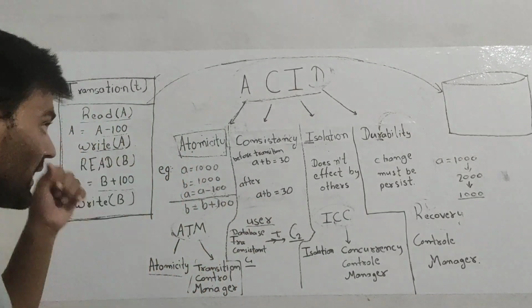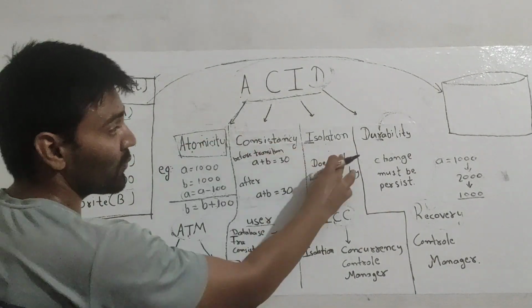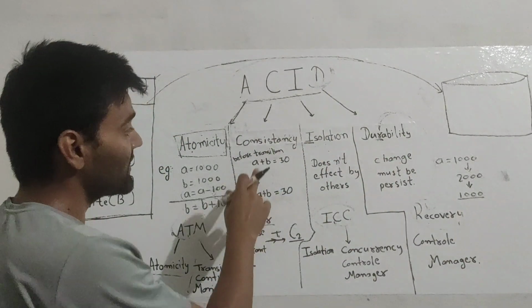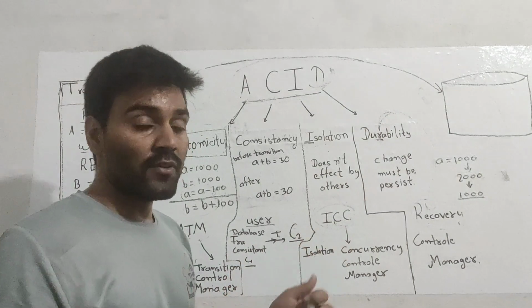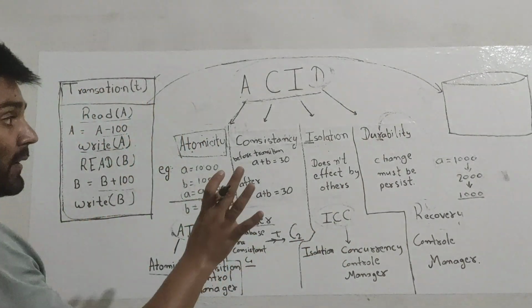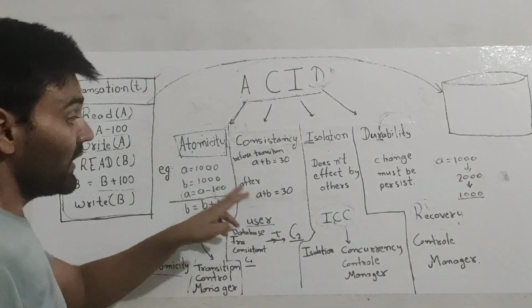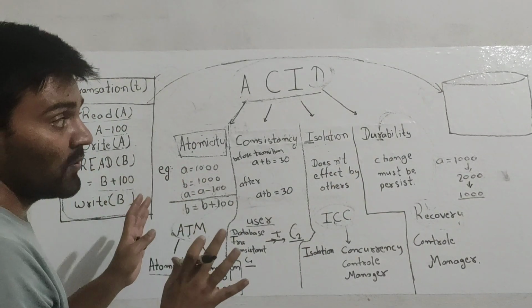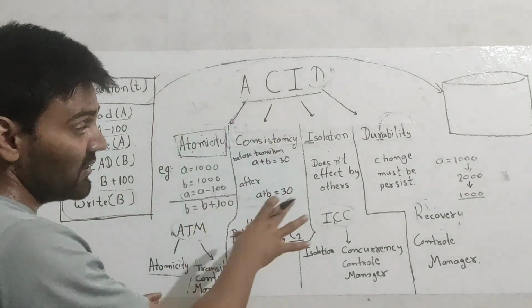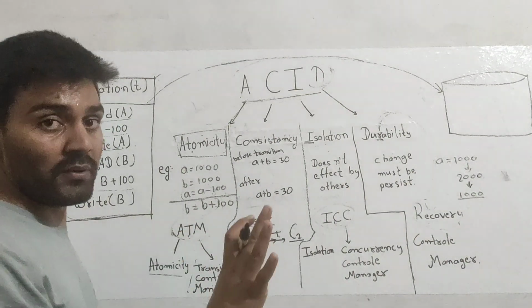Then the last property is consistency. If these three properties are satisfied, then the consistency property will be automatically satisfied. If a database holds these three properties and we perform a valid transaction which has these four properties, then consistency will automatically be there.